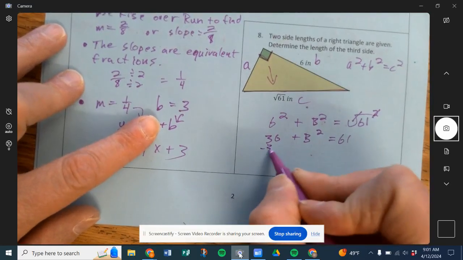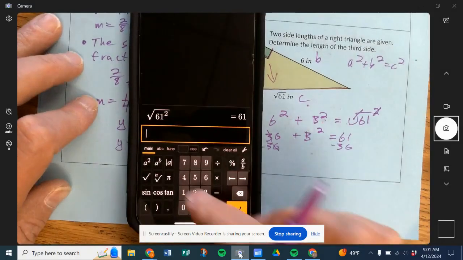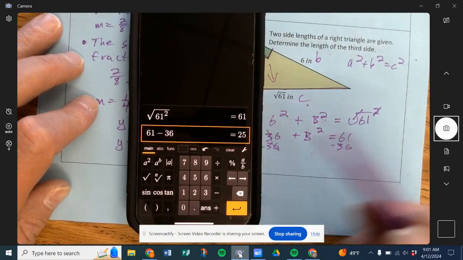Now this is a positive 36. I've got to bring it to the other side, so I use the opposite or inverse of being positive. It's negative, and I'm going to say 61 minus 36 gets us to 25.